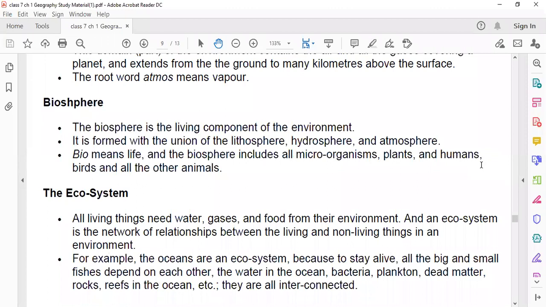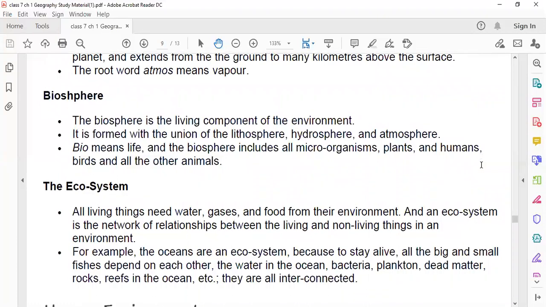Now biosphere. What is biosphere? The biosphere is the living component of the environment. It is formed with the union. जब ये lithosphere, hydrosphere और atmosphere सब आकर के साथ में मिलते हैं, तब जाकर के biosphere का निर्माण होता है. And in this biosphere only, bio means life. In this biosphere only, all the microorganisms, plants, humans, birds, and all other animals exist or maintain their livelihood.